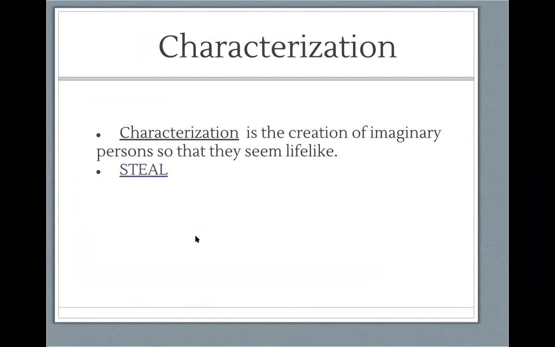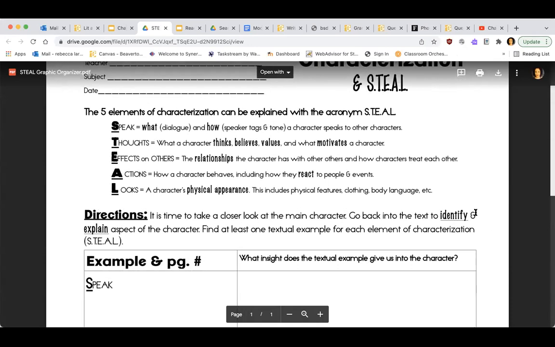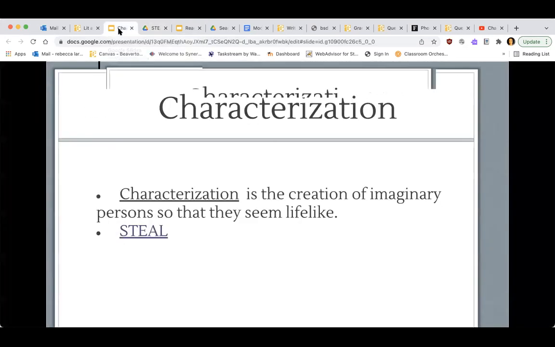As we talk about characterization, characterization is the idea of creating an imaginary person that may seem lifelike. And we're going to talk a little bit about STEEL characterization. I'm just going to click on this here so you can see it. This STEEL graphic organizer talks about characterization in five elements: what characters say, their speaking; what characters think, their thoughts; characters' effects on others, like their relationships with other characters in the text; what their actions are; and what their looks are. These can give us some insight into who our characters are.